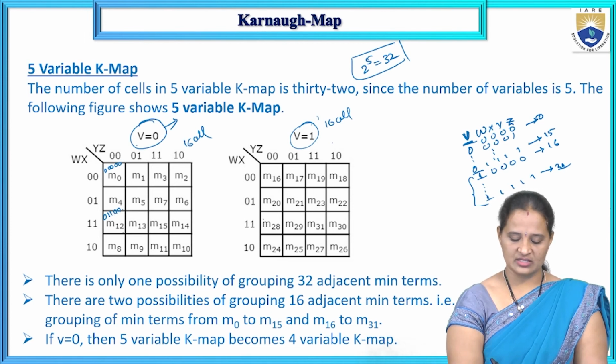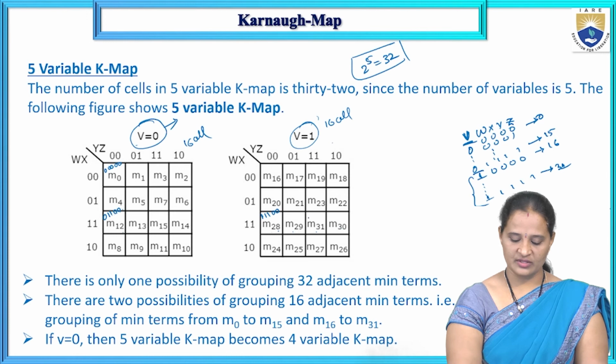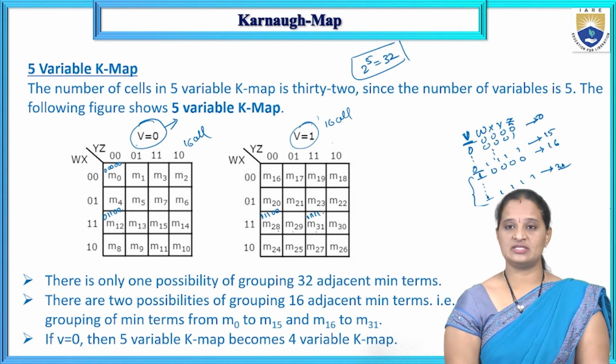So now if you consider this cell value, what is the V value? 1, and the WX value is 1, 1, and the YZ value is 0, 0. So what is the position here? This is 4, 4 plus 8, that is 12, 12 plus 16, it is 28, M28, M29, 31 and 30. What is the value of this one? The V value is 1, WX value is 1, 1, and YZ value is also 1. All ones, which is 31.